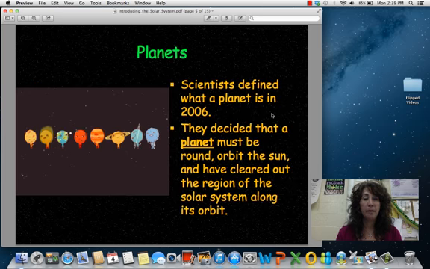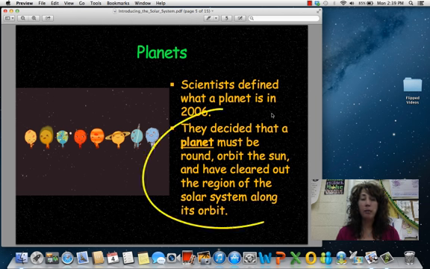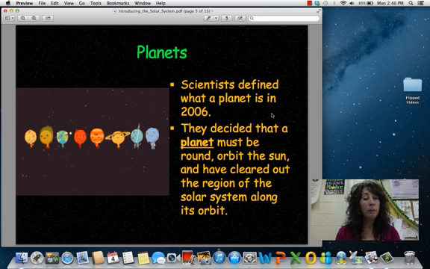Now, we have our planets. What really is a planet? A planet has to be round, so it has to have enough of its own gravity that it has that circular shape. It orbits the sun, and the key thing here is that it has to have a cleared path along its orbit. So a lot of you are wondering why Pluto is no longer a planet, and that of course is because it does not have that clear path.